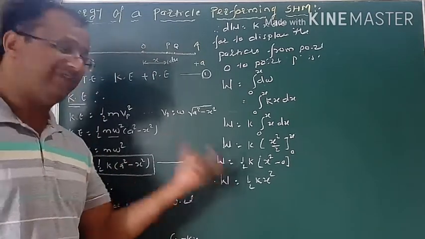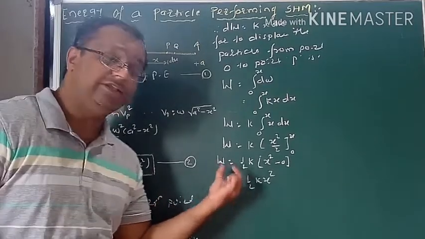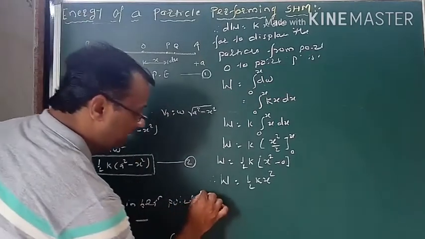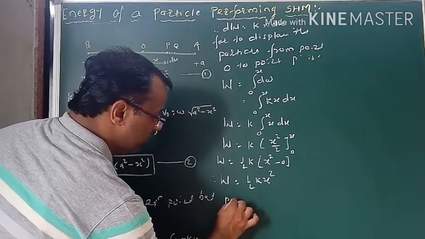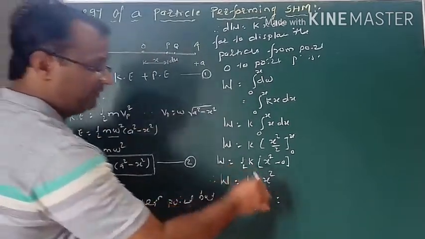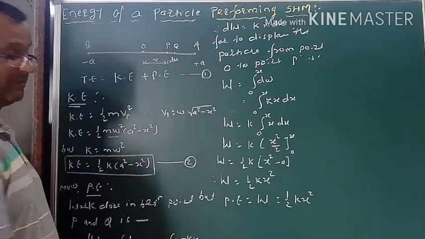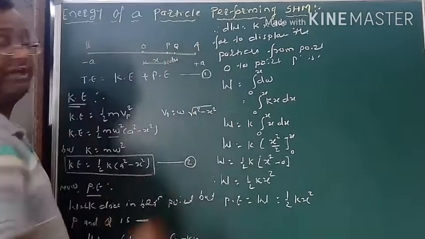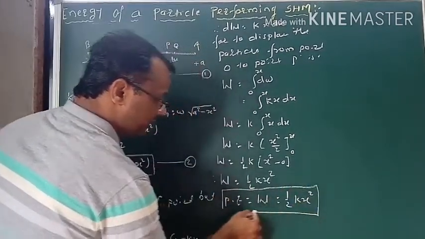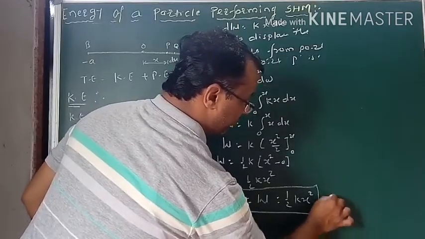But this work done is stored in the form of potential energy. So that's why this work done is nothing but the potential energy. Potential energy is equal to the work done, and the value of that work done is half of K x square. So this is the formula of potential energy at point P. So suppose this will be equation number 2, and now this will be equation number 3.